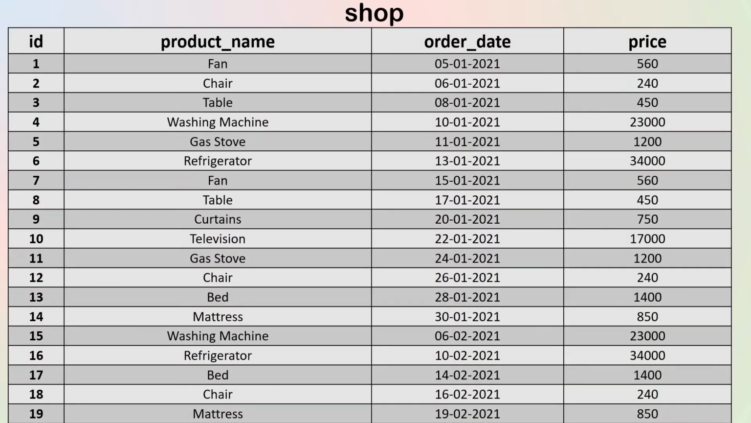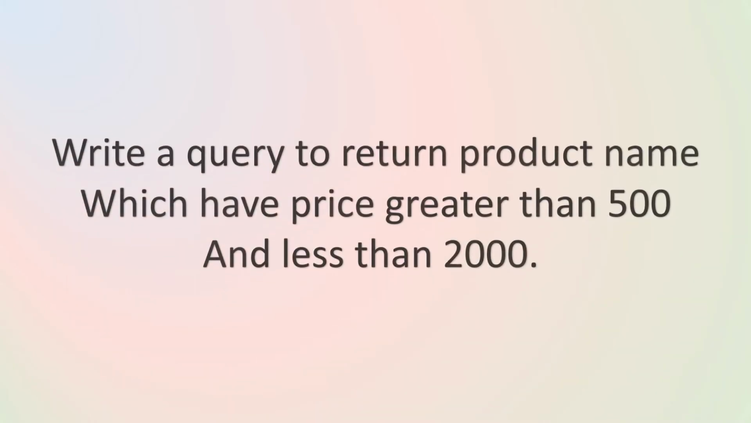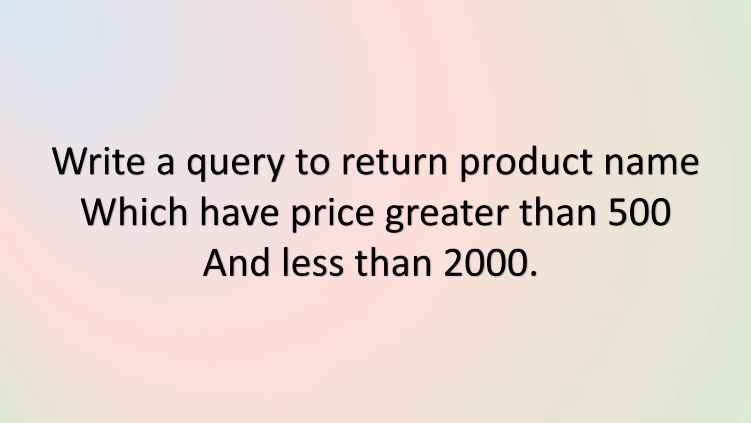Suppose we have a shop table in which a record of different orders is maintained. It has 4 columns: ID, product name, order date, and price. Now, if we want to retrieve product names which have price greater than 500 and less than 2000, then we have to use this AND operator. Now see the query.